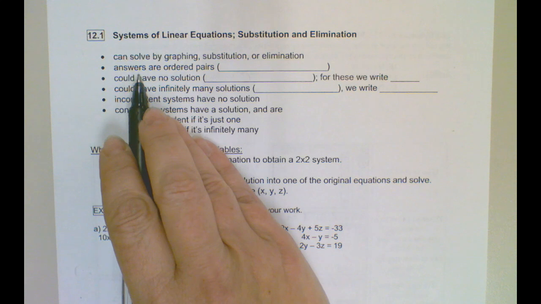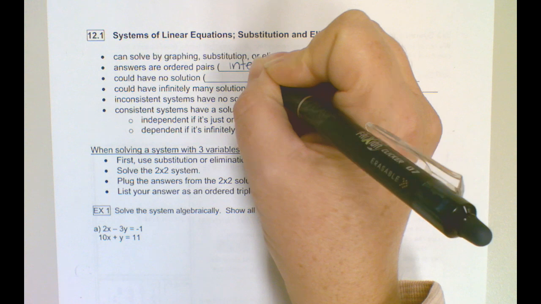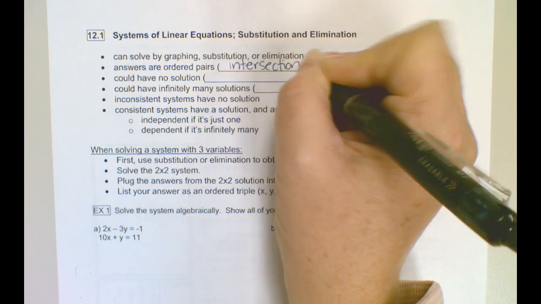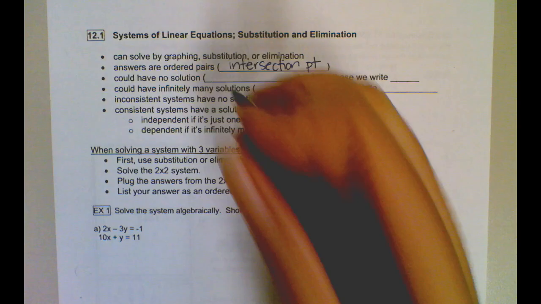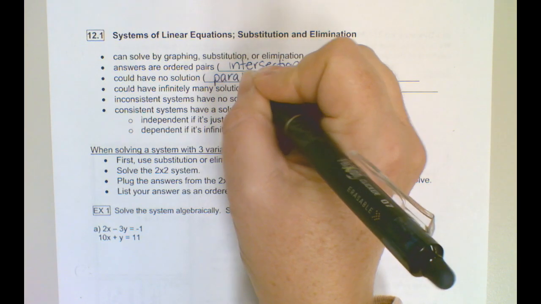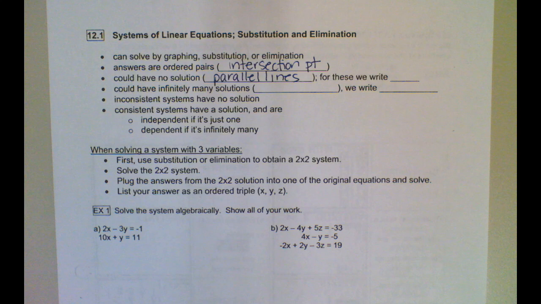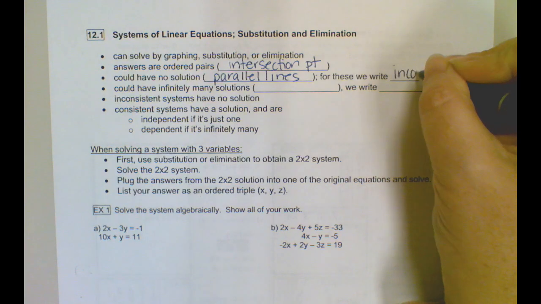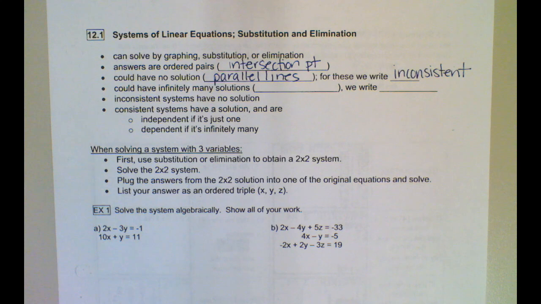The answers are ordered pairs, which represent the intersection point. We also can have systems that are no solution, which on the graph is represented by parallel lines. The lines are parallel, they obviously don't intersect, and since the answer is the intersection, that means there's no solution. We call those types of systems inconsistent. So when it asks you to classify the system, that's what it means.